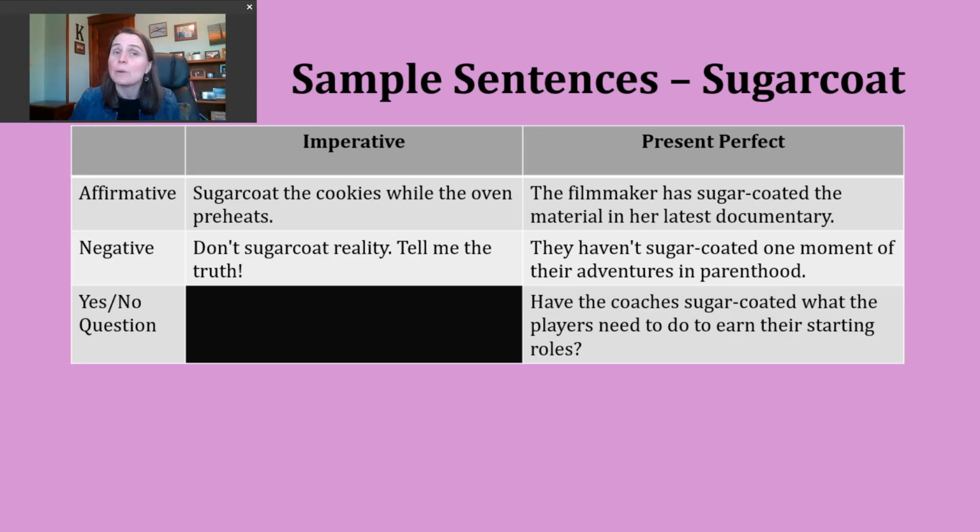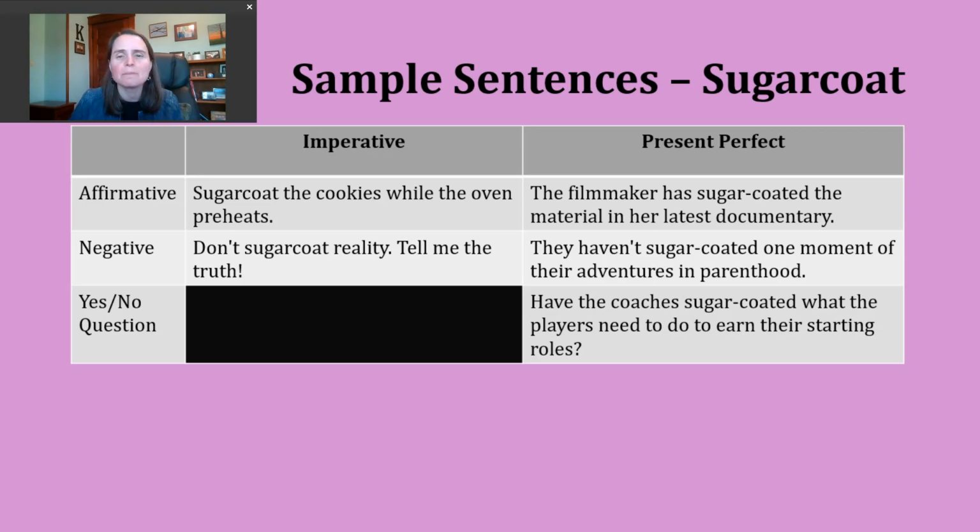Another way we use the present perfect is to talk about an action that started in the past and continues into the present. The present perfect is a verb tense where we need to pay attention to our subject. So our verb form will change a bit. If our subject is I, you, we, or they, we'll use have and then our participle form of the verb. But if our subject is he, she, or it, we'll use has and then the participle form of the verb.